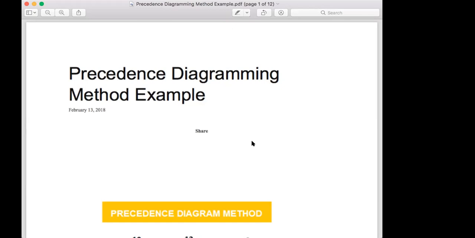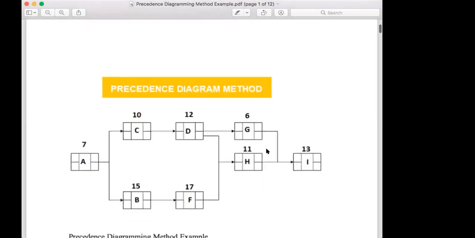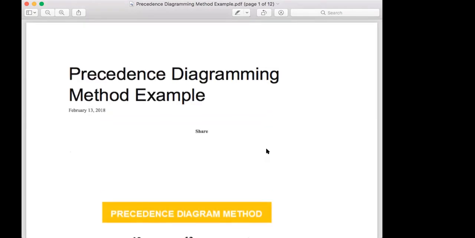Okay. Now we are coming to the precedence diagramming methods. Now you have to give your fullest attention to this one. This is very important. Precedence diagramming method. Now this is a network.